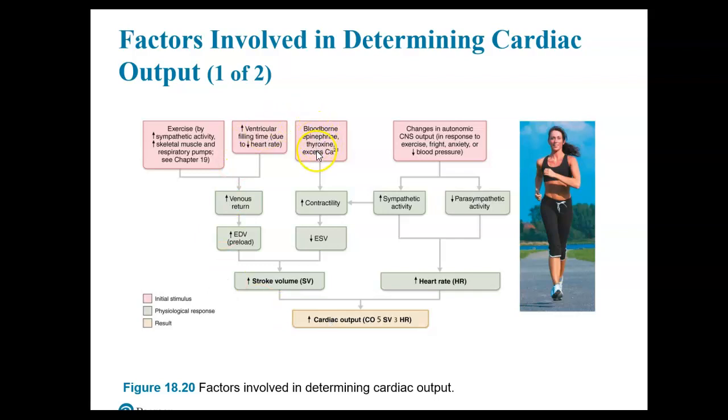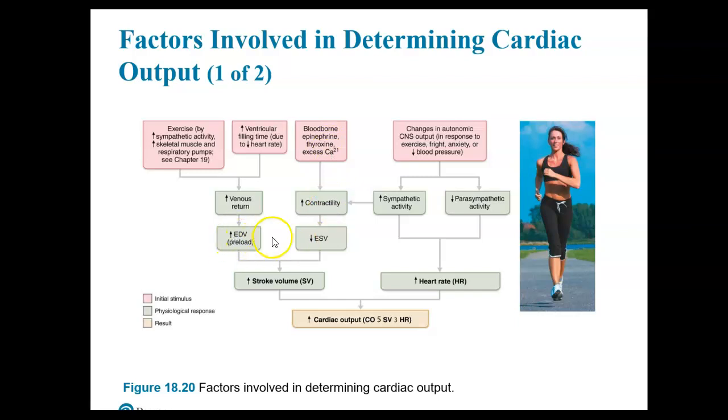Epinephrine and thyroxine are both chemicals, hormones. Epinephrine can be called a neurotransmitter or a hormone, but thyroxine is thyroid hormone. Those travel through the blood, and those chemicals will cause increased contractility of the heart.